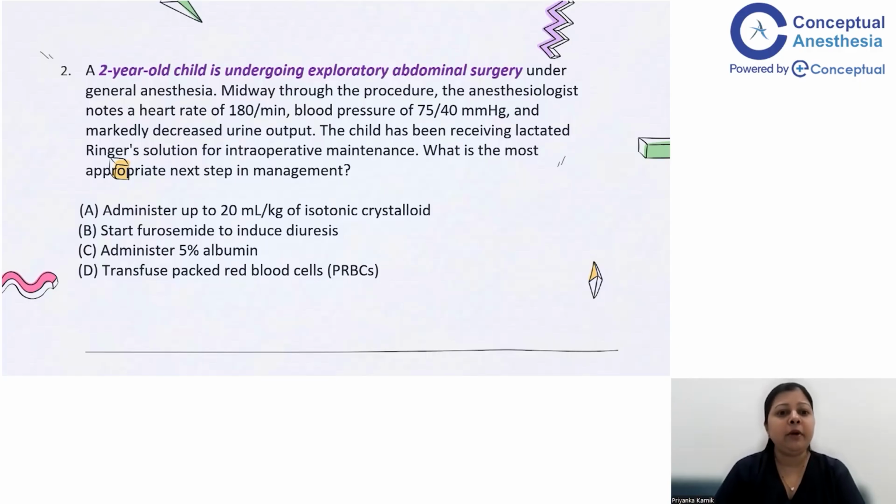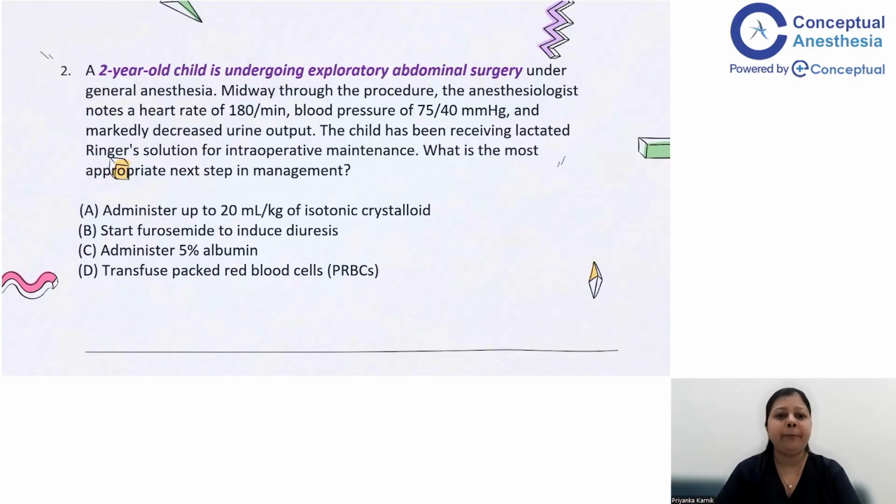So start furosemide to induce diuresis. Now, if you give Lasix, you will be further causing hypovolemia because of increased urine output, and you will be only addressing one aspect, that is decreased urine output. But what about the tachycardia and hypotension? So for that, for the hypovolemia, you need to give fluids.